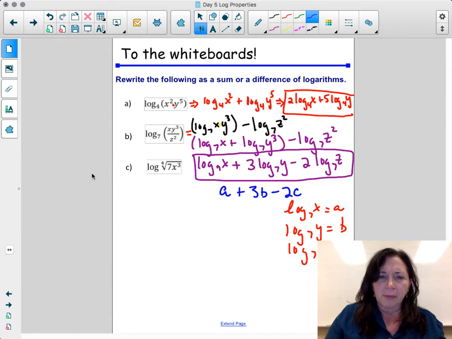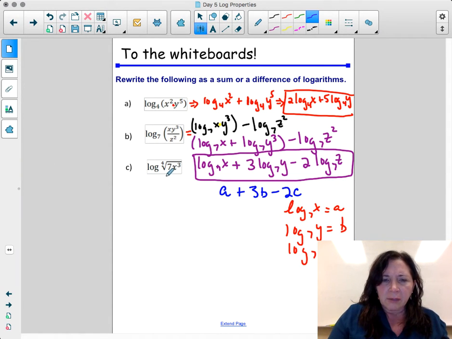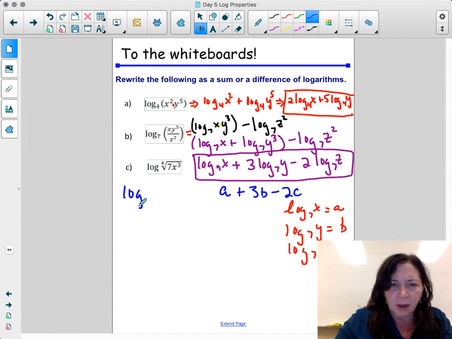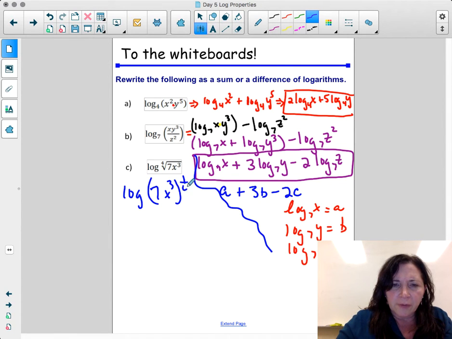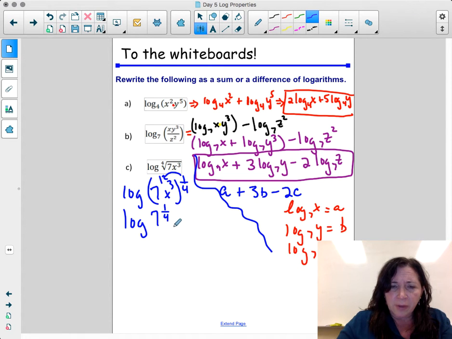Let's finish this problem here. This says log base 10 of the fourth root of 7x cubed. So I'm going to rewrite that starting off as log base 10 of 7x to the third power, all to the 1/4 power. Now, see this 1/4 here? That's actually log base 10 of 7 to the 1/4, because I'm going to distribute that power. And see, there's a 1 here, so that's the 1/4 x to the 3/4 power.